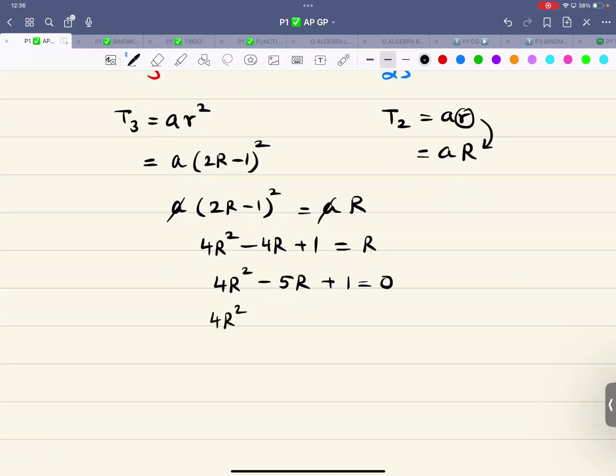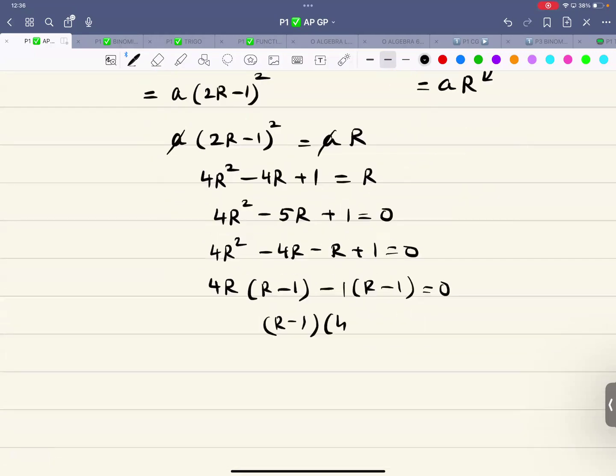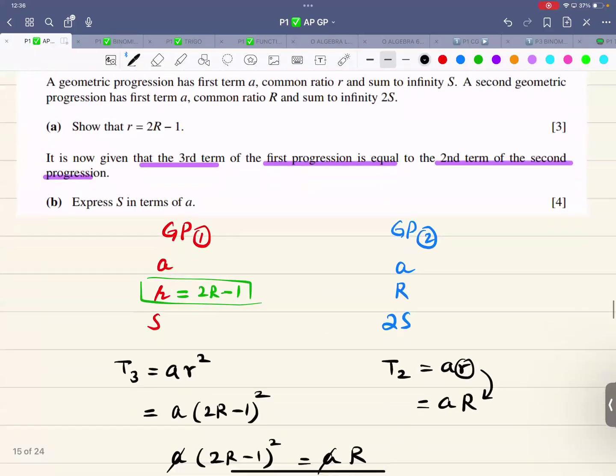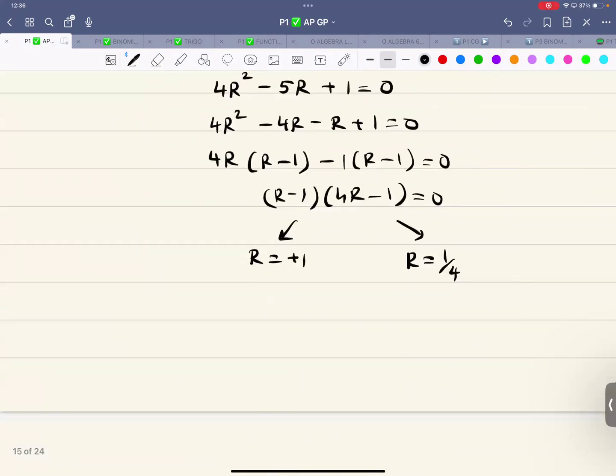So that is 4R squared minus 4R minus R plus 1 is equal to 0. 4R common, R minus 1, minus 1 common, R minus 1, equals 0. R minus 1, 4R minus 1 equals 0. Therefore, R is 1, or R is 1/4. It says express S in terms of A. Now, first of all, R equals 1 needs to be rejected, because if the common ratio is 1, all the terms are alike. So R is equal to 1/4.